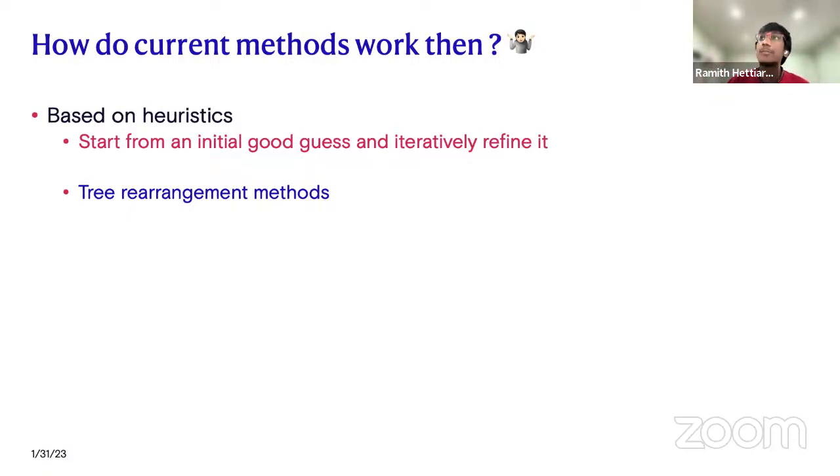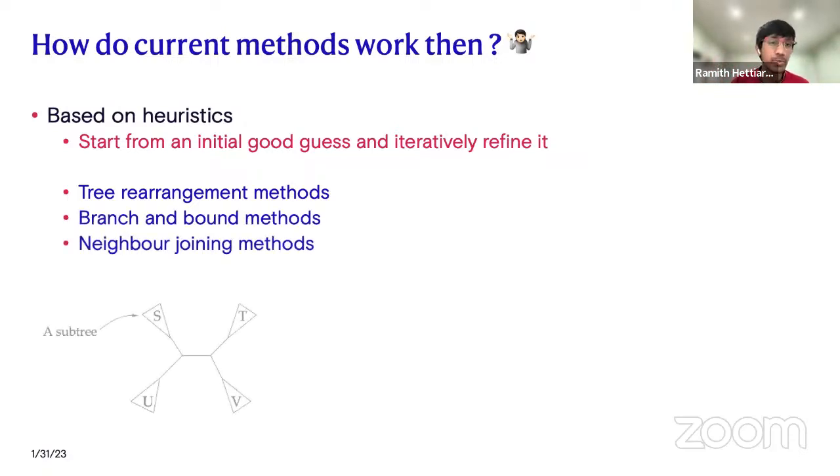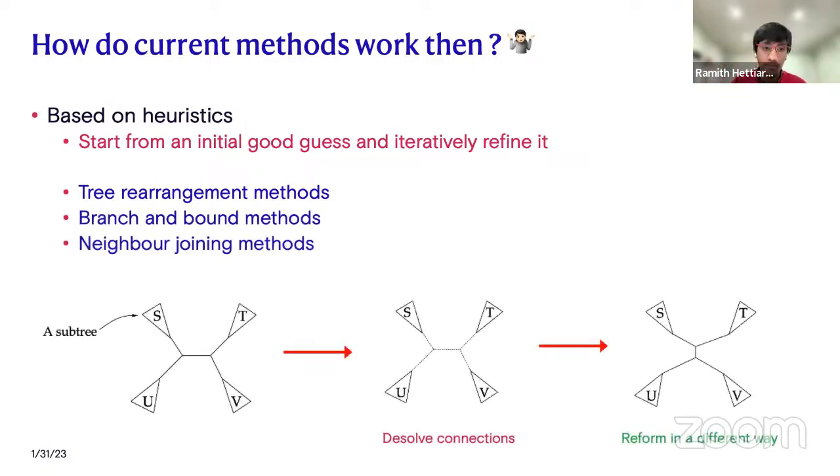So we can start from a good guess and try to iteratively refine it such that we can obtain a better tree. Based on some great heuristics, we can come to a good tree topology, and then we can explore some other topologies around that tree. So there are approaches called neighbor joining methods.